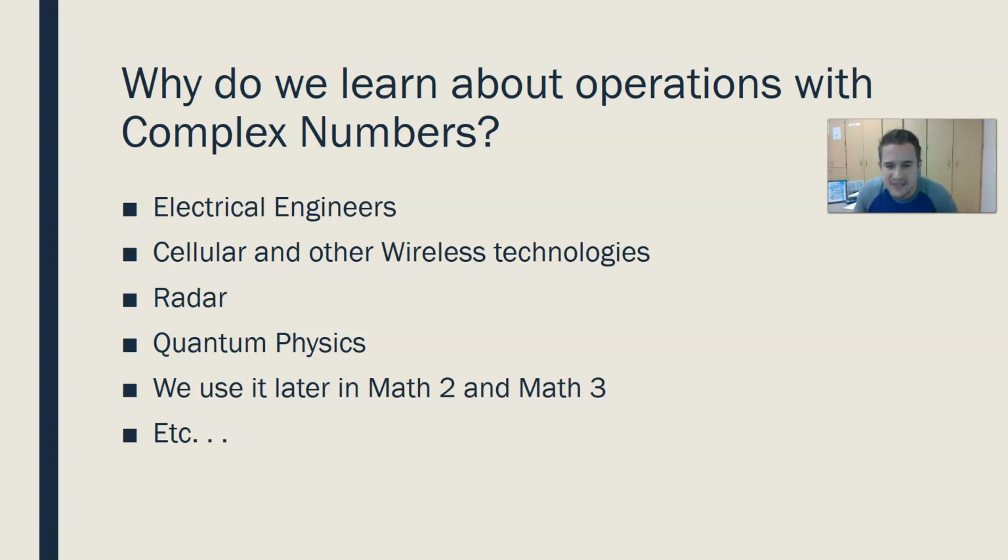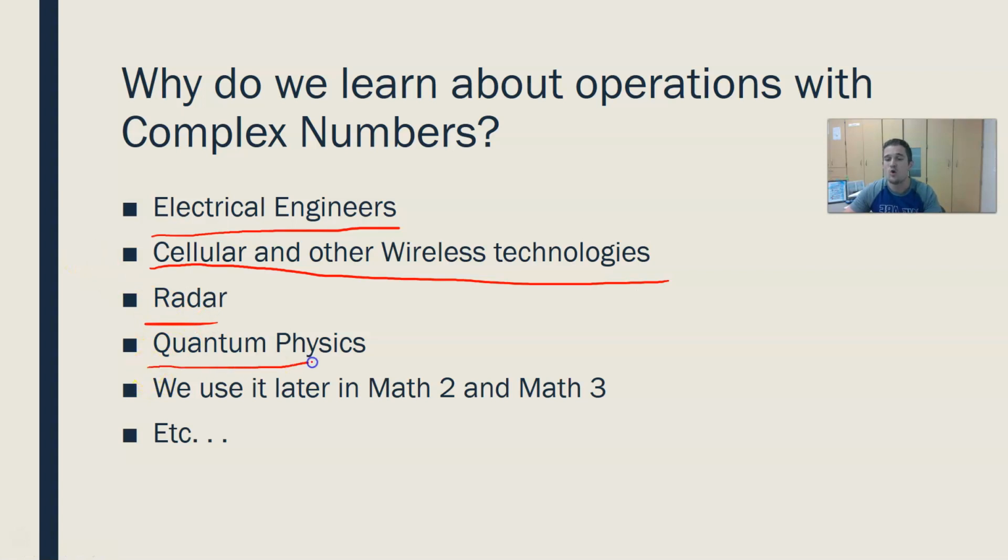Well, here's just some examples of where we see complex numbers used in the real world. Electrical engineers deal with complex numbers actually a lot. Electrical engineers work a lot in the complex number spectrum. With cellular and wireless technologies, they use complex numbers, stuff with complex numbers in radar. Quantum physics, some of you may not become quantum physicists, but they use that in quantum physics. And also we use it later in Math 2 and Math 3, so it is helpful and important to know. And there's other applications that I haven't specified here, but those are some of the areas where people use some of these concepts surrounding complex numbers.